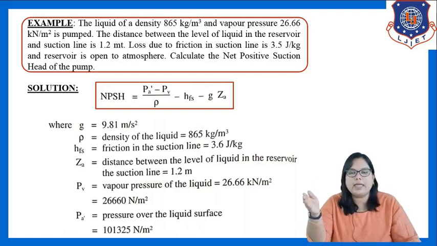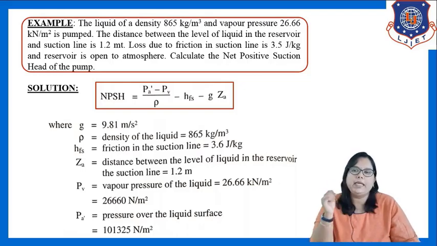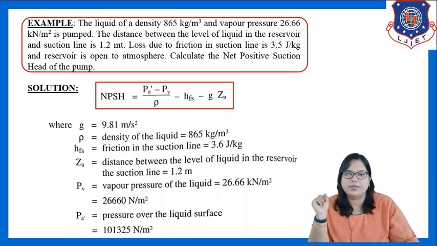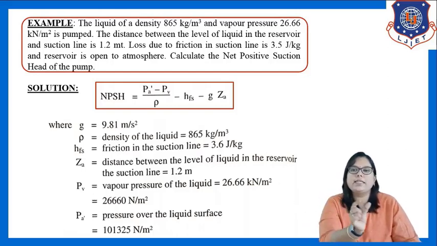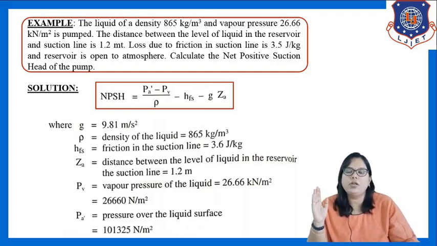So these are the data which were given in the statement. And acceleration due to gravity, g value, we generally take as 9.81 meter per second square. So now we have g, rho, HFS, ZA, PV and PA dash. Here I have already mentioned the description of the notation. Rho is the density of the liquid, which is 865 kg per meter cube. So first of all, you have to list out all the data which are given in the statement.